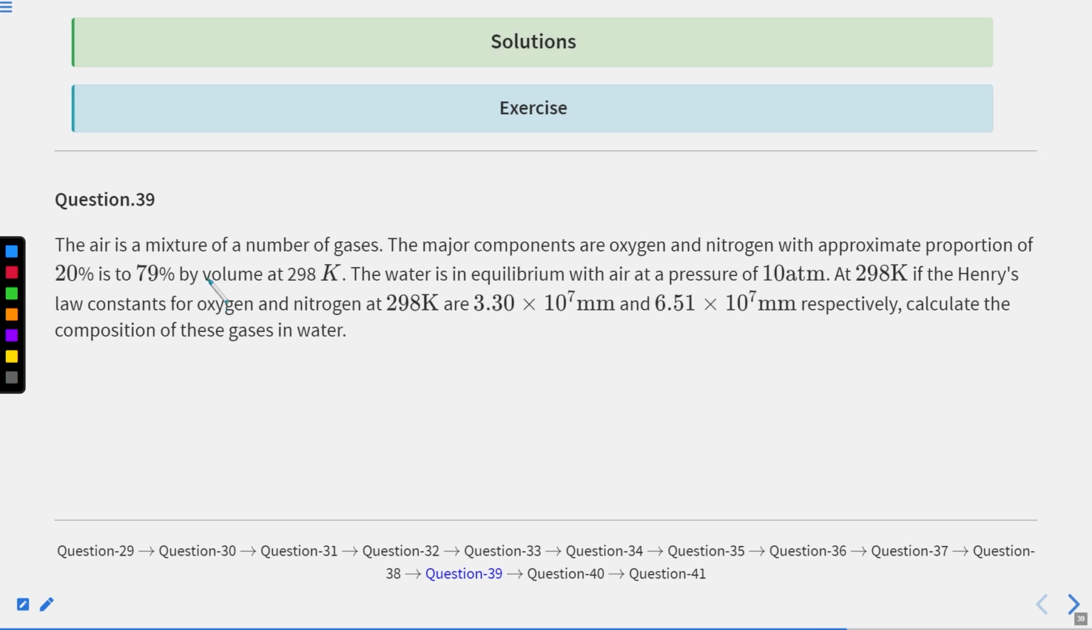Next question. Air is a mixture of a number of gases. The major components are oxygen and nitrogen with approximate proportions of 20 and 79 percent. The air is in equilibrium with water at a pressure of 10 atm. At 298 Kelvin, the Henry's law constants are 3.30 times 10 to the power 7 and 6.51 times 10 to the power 7. So KH for both oxygen and nitrogen is given. Calculate the composition of these gases in water.